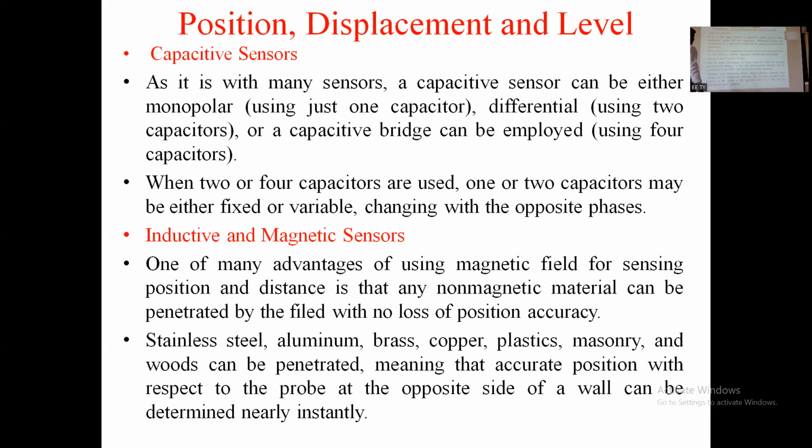As it is used for many sensors, a capacitive sensor can be either monopolar or a differential type of capacitor. Monopolar means only one capacitive sensor is used in that system, or it may be two capacitors used in that system. Again, we can use four capacitors, and if four capacitors are used, there is a bridge formation.